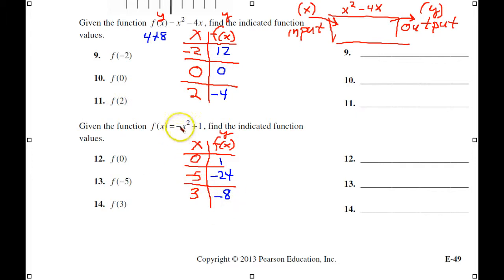Notice now here, the negative is not squared. So whatever you put there for the x, that is squared, but then it becomes negative. So this term will always be negative, regardless of whatever is squared. And then we add a +1, and there are our values.